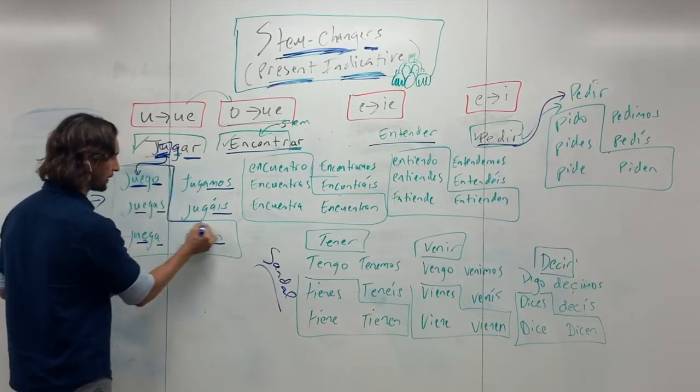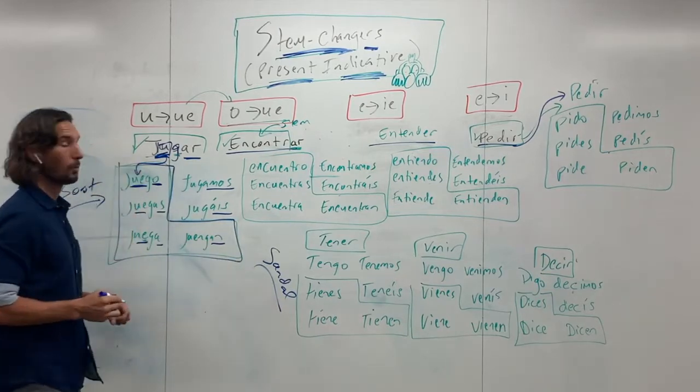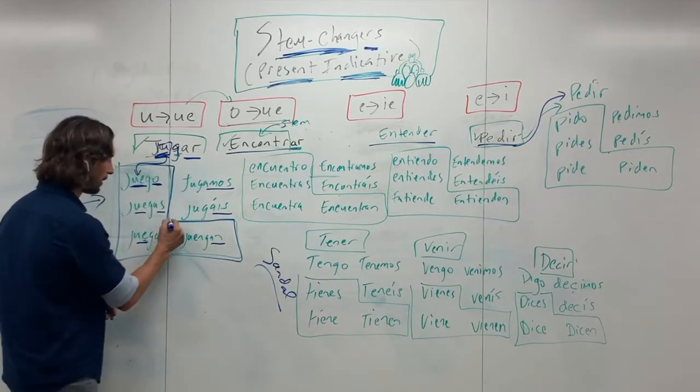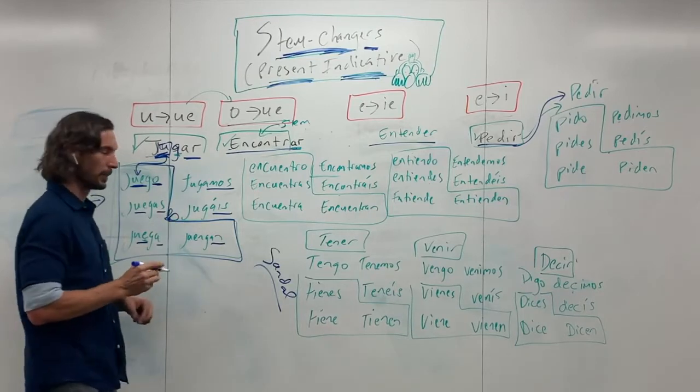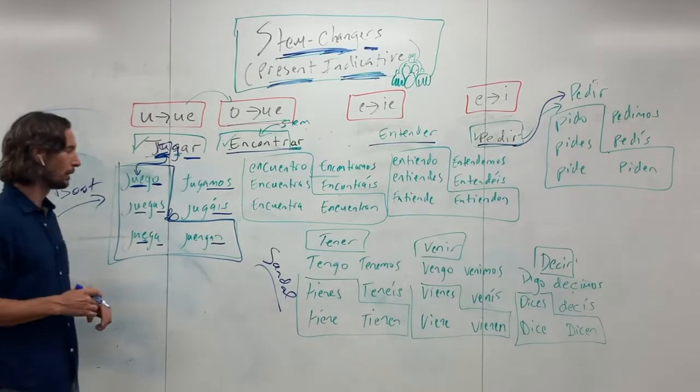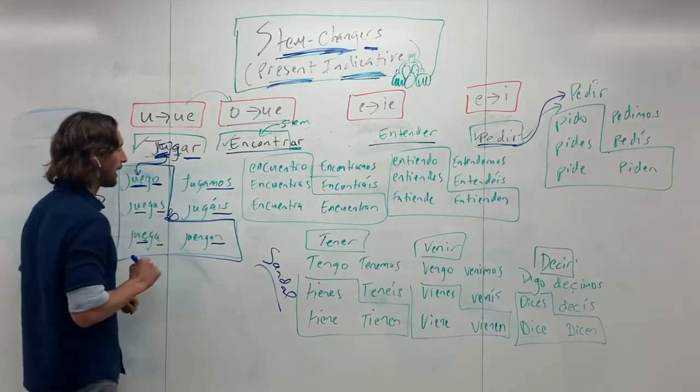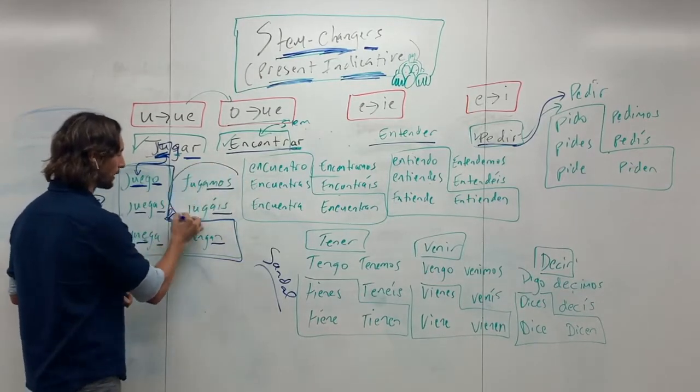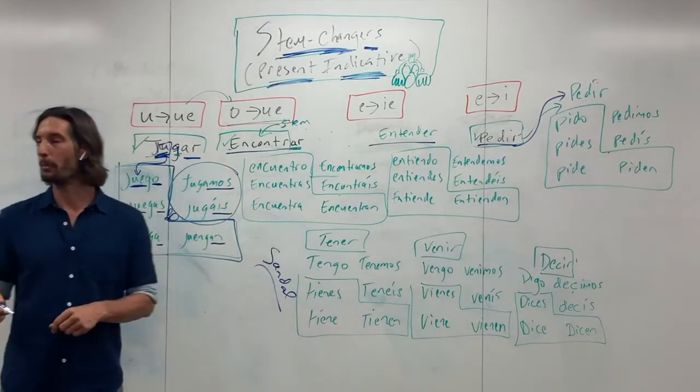Now, take a look here. Notice the shape of this as well, right? That's also why we get away with calling it the boot. Now, I'm going to put a nice little bow on it, or some shoestrings, actually, not a bow. And so anyways, we have the nosotros and vosotros sit outside the boot, right?